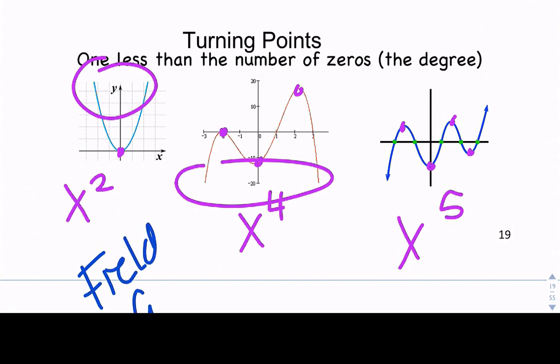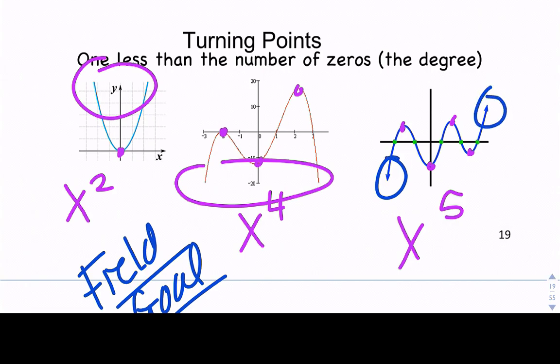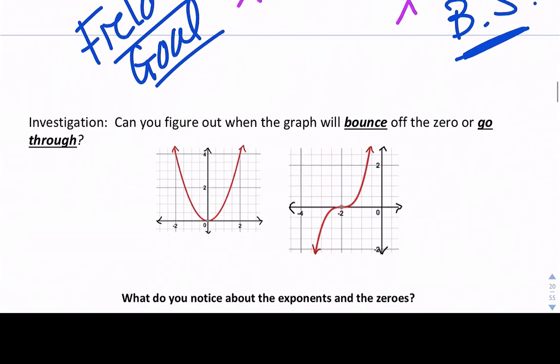So again, I call these field goal functions. You can call them smiley face functions too. And this one is a bendy straw function. We can call it BS, right? Bendy straw. Because it starts low and goes high.